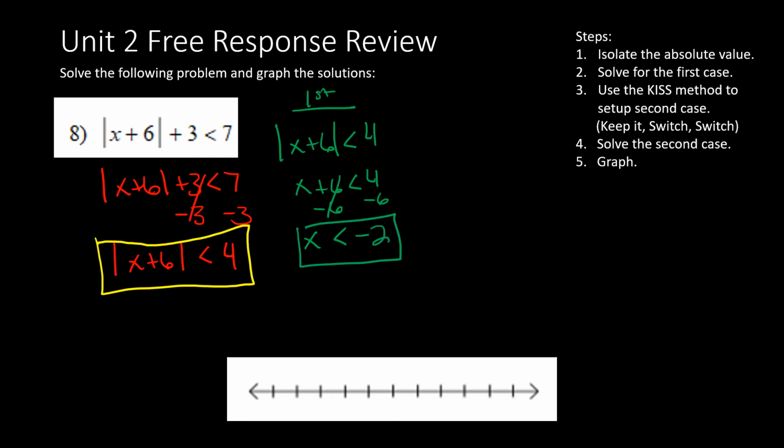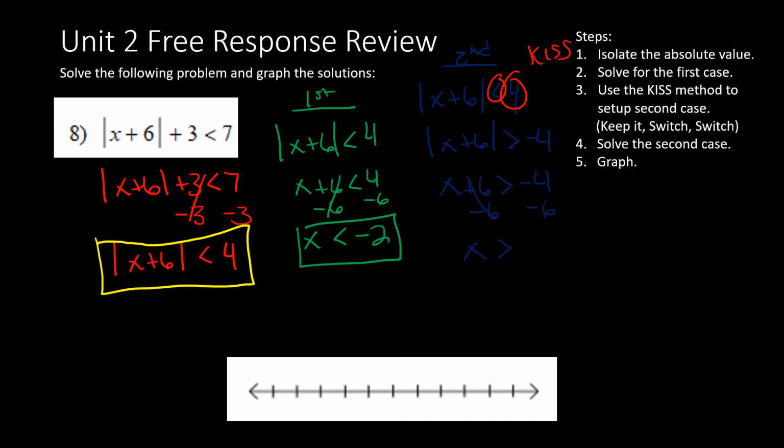Cool. For that second case, we'll say the absolute value of x plus 6 is less than 4. Apply the KISS method, switching and switching. We'll say the absolute value of x plus 6 is now greater than negative 4. We drop the absolute values. x plus 6 is greater than negative 4. To solve this, we subtract 6 from both sides. So I get x is greater than negative 10.